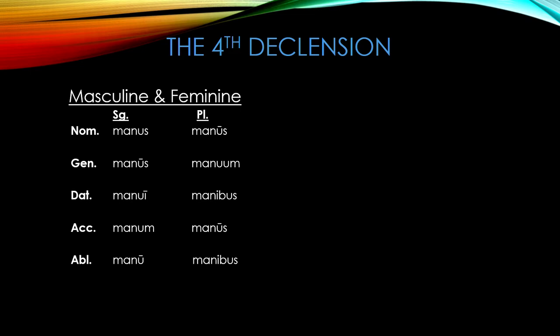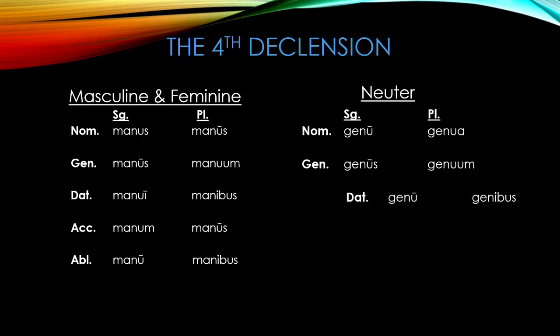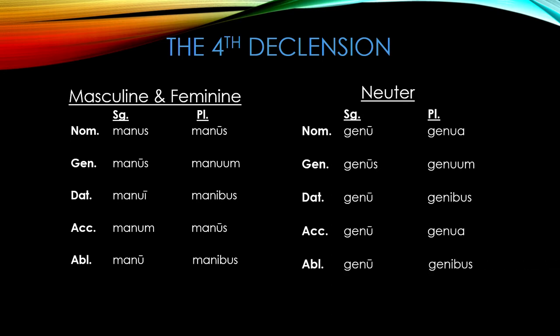Now let's look at the neuter noun genu, which is another popular fourth declension noun. Genu is the nominative singular, genus is the genitive singular, genu is the dative singular, genu is the accusative singular, and genu is the ablative singular. In the plural, genua is the nominative, genuum is the genitive, genibus is the dative, genua is the accusative, and genibus is the ablative.